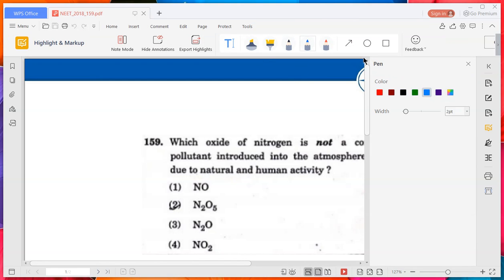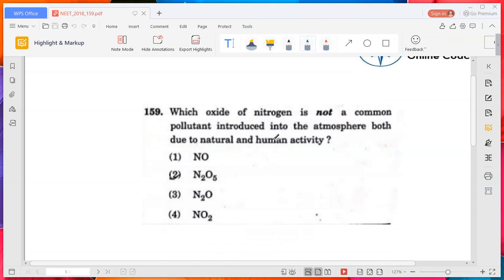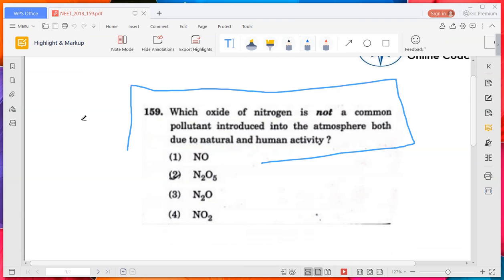I think I don't have to say too much about this question, because this question is all about NCERT type questions, and you have to learn that. This question comes from chemistry in everyday life. Chemistry in everyday life is the most important topic.